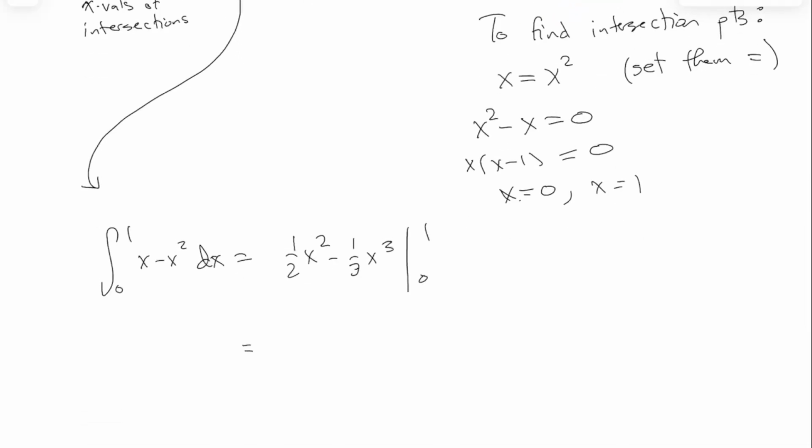When I plug in 1, that's 1/2 minus 1/3. And then I subtract what I get when I plug in 0, which is going to be 0. So the answer is 1/2 minus 1/3, which I think is 1/6, but I don't really care about that. But anyway, that's the answer. That is the area between those two curves. Any questions about that? Any thoughts?